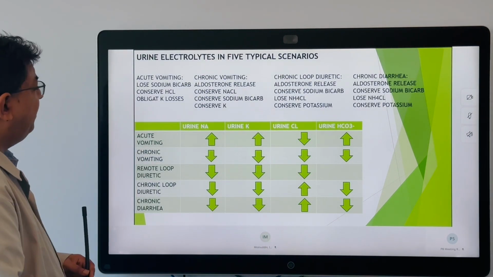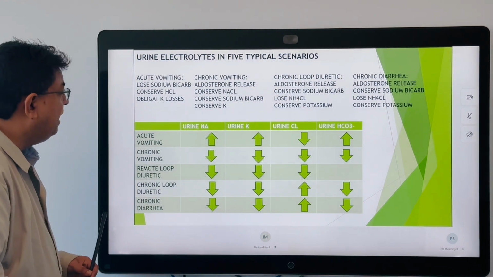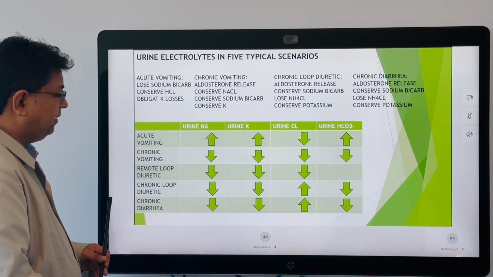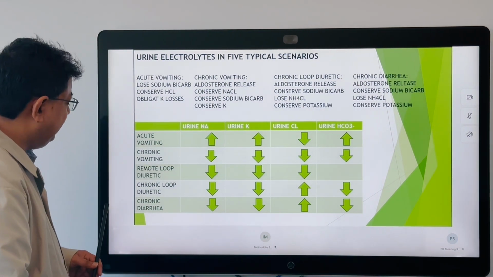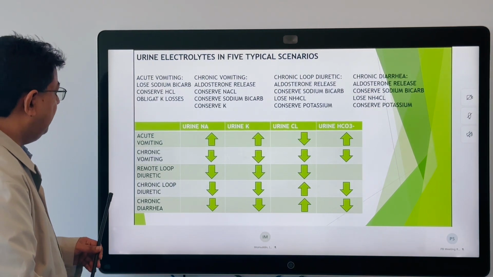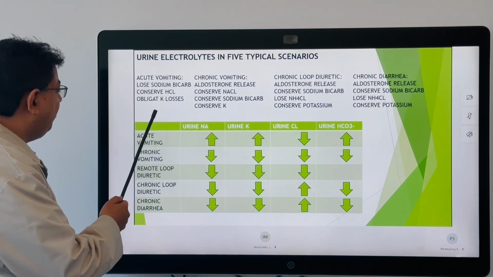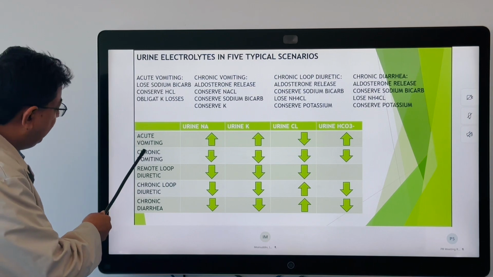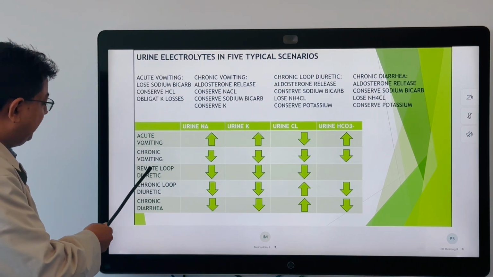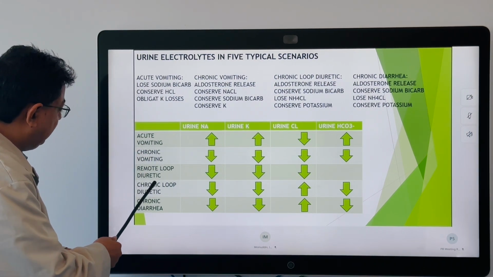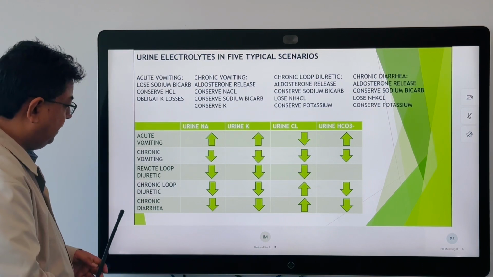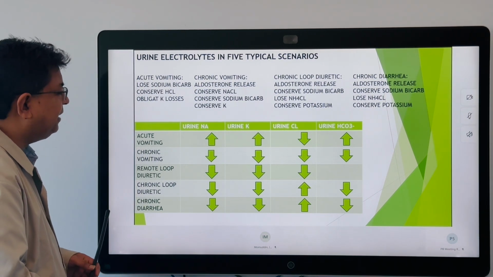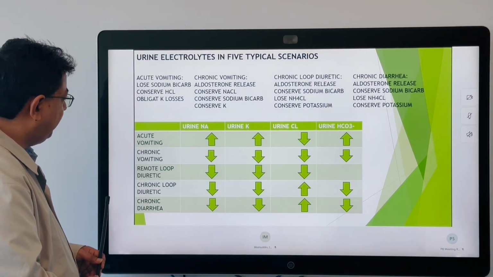Let's end with a very important slide. These are 5 typical scenarios, and you will see these on the boards. You'll see there's a scenario of acute vomiting, chronic vomiting, remote loop diuretic, chronic loop diuretic, and chronic diarrhea. And these have signature electrolytes in the urine.